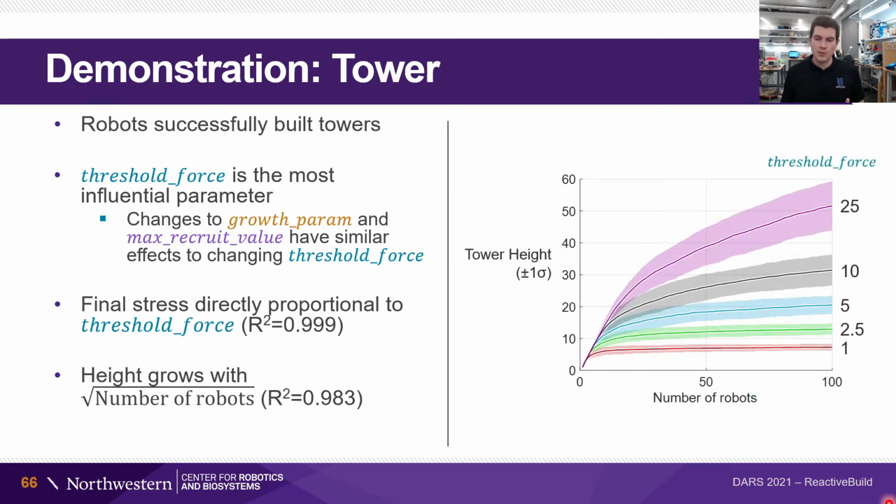Another thing that we saw was that the height of the tower, so basically the position of the highest sphere of the highest robot, grew with the square root of the number of robots. If reactive build were causing robots to simply build a given shape and scaling it along all three axes equally, you would expect this to be the cubic root. However, because it's the square root, it implies that as the tower grows, the robots are able to use reactive build to actually change the sort of tower that it's building.